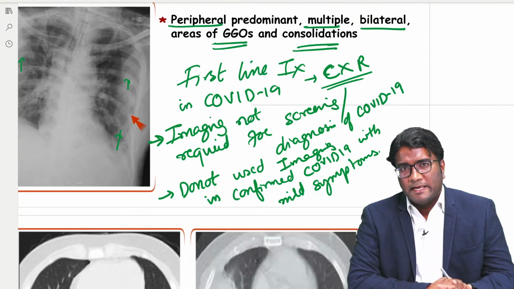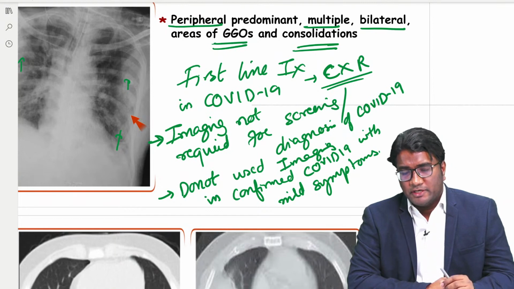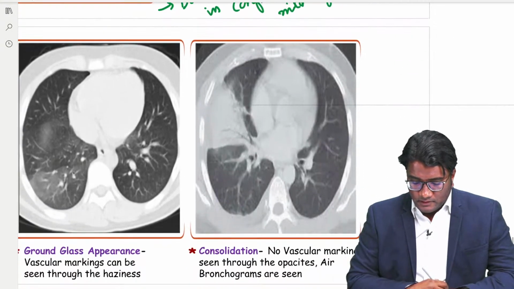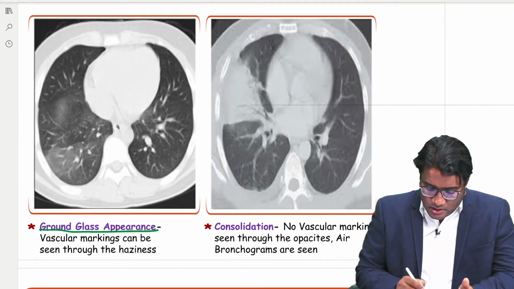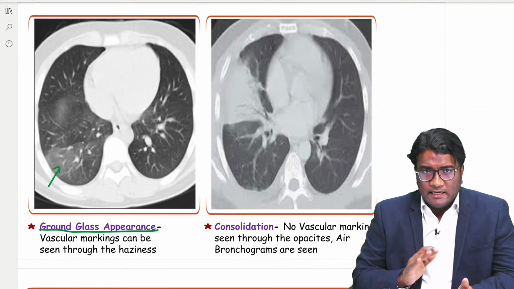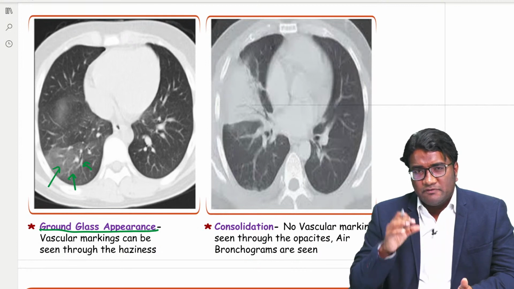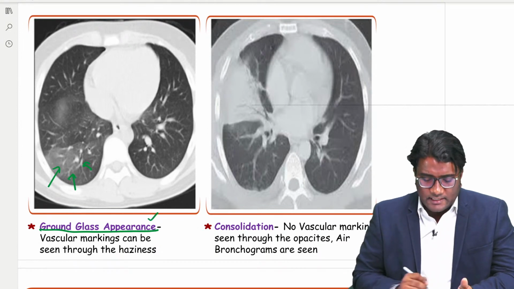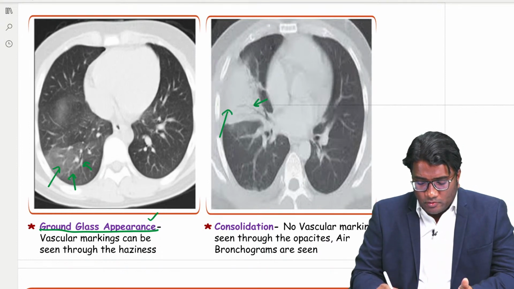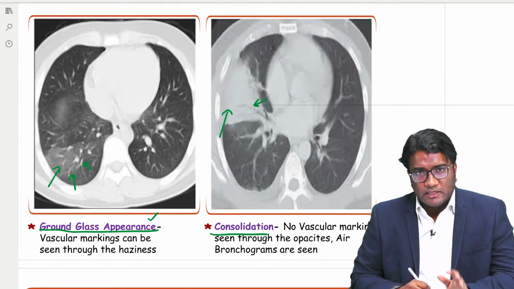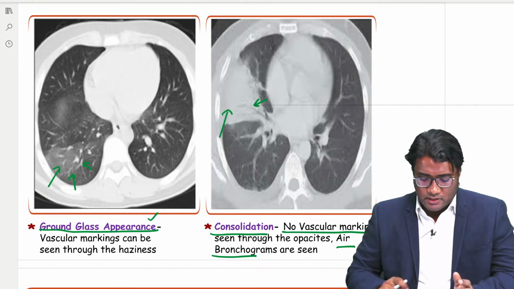And what does it show? Bilateral peripheral involvement of the lungs, showing ground glass opacities and multifocal consolidations. Next thing, what is the difference between a ground glass appearance and a consolidation? Ground glass means where you have haziness in the lungs, through which you can see the vascular markings. So through the haziness, through the opacity, if you are able to see the vascular markings, that is called a ground glass appearance. And if you are not able to see the vascular markings, but you can see some air bronchograms, that is what a consolidation is. So in consolidations, you will not see vascular markings, but you can see air bronchograms.